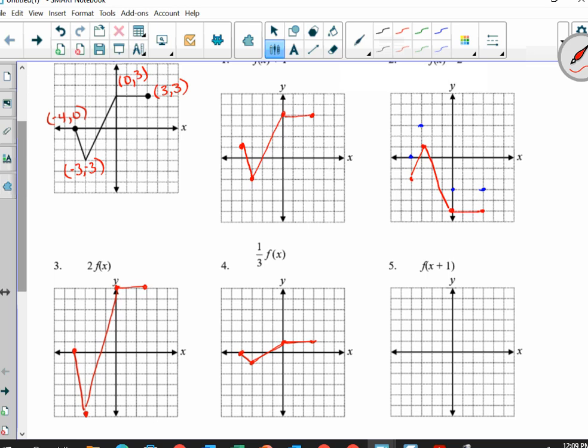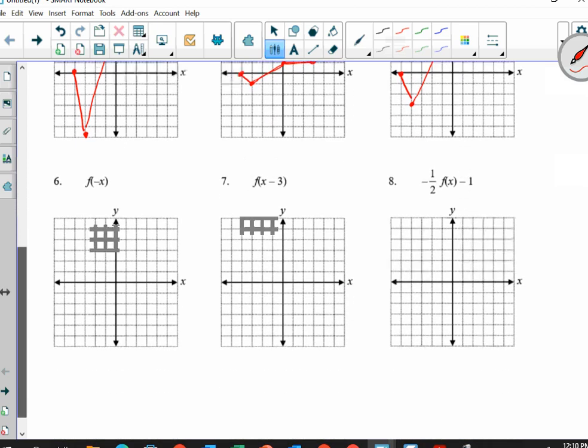All right, f of x plus 1, where are we going? To the left. Oh, yeah, to the left one. Yes, to the left one. So negative 5, 0. We see why it's left. Okay with that? Okay.